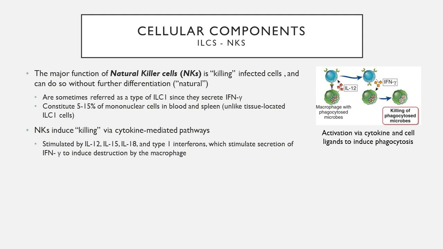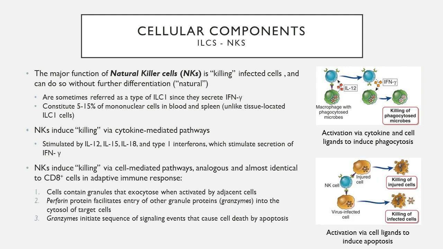Now, natural killer cells can kill through two primary pathways. The first is through a cytokine-mediated pathway. So first, natural killer cells are stimulated by the interleukins 12, 15, and 18, and type 1 interferons, to stimulate the secretion expression of IFN gamma, right? So this will help induce macrophages to destroy their phagocytosed microbe.